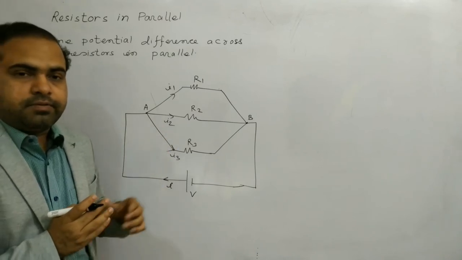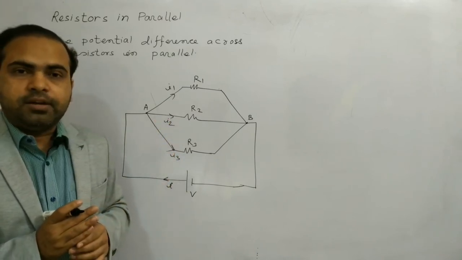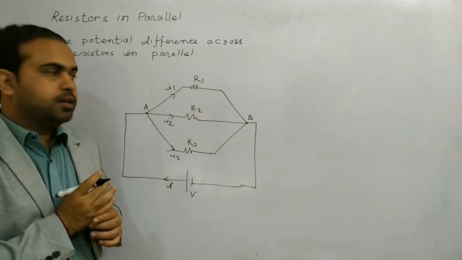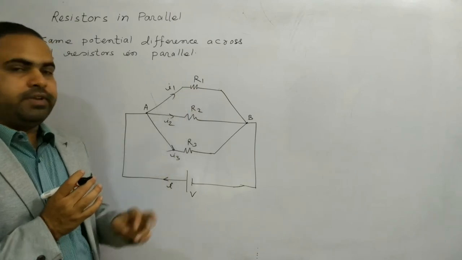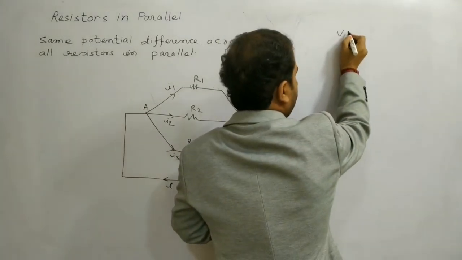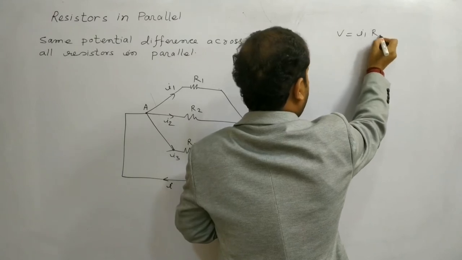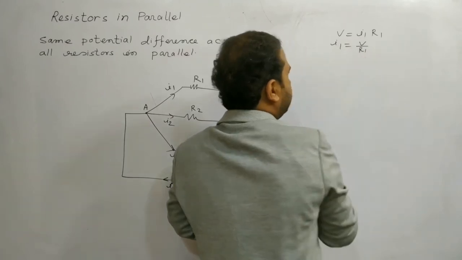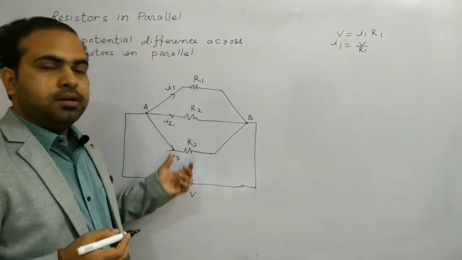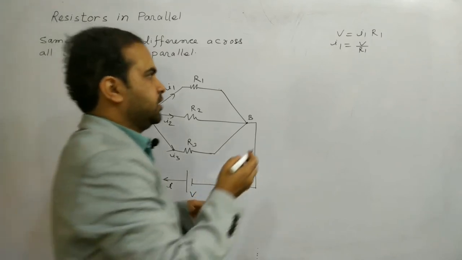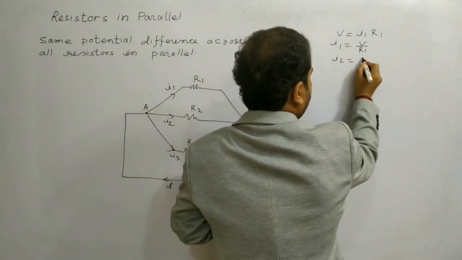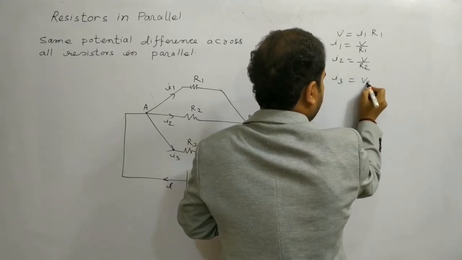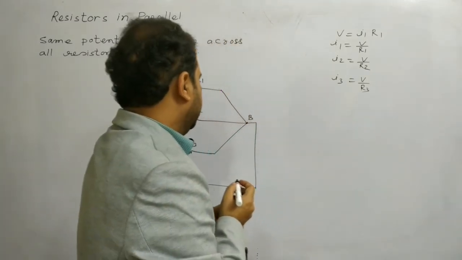We can find out the values of I1, I2 and I3 by applying Ohm's law, because we know that the potential difference across R1 is V. So current will be, from Ohm's law we can write V equals I1 R1. So I1 equals V by R1. Similarly, in the same manner, I2 and I3 can be found out. I2 will be V upon R2 and I3 will be V upon R3.